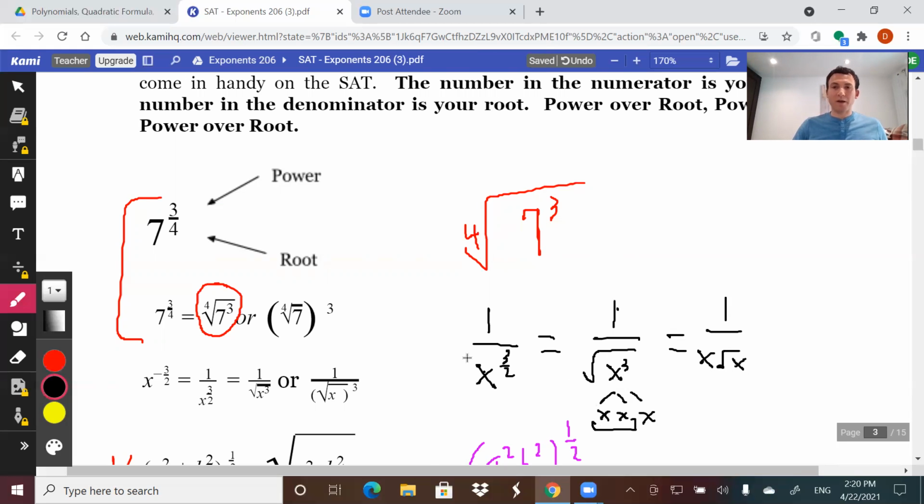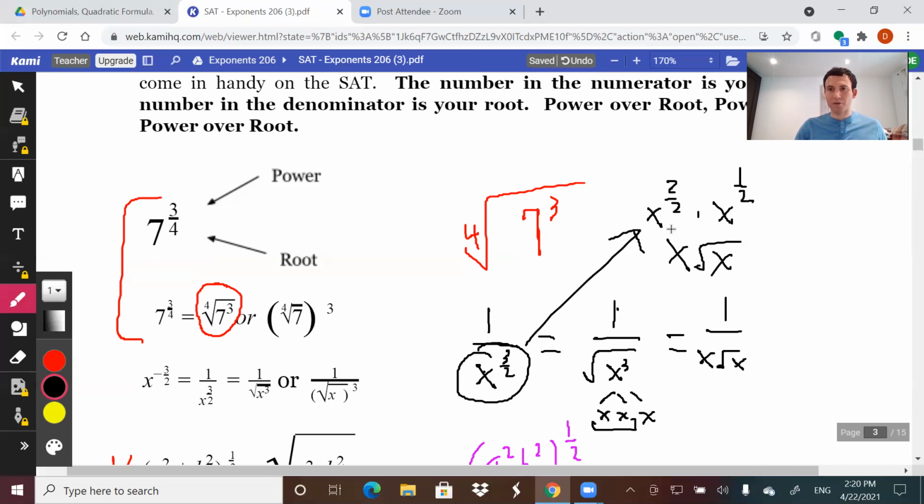And another way to think about that, and I'll show you real quickly here, is when we had it in this form, in the base, we really have x to the 2 over 2 times x to the 1 over 2. And that's really x root x. Again, just another way to recognize what that is.